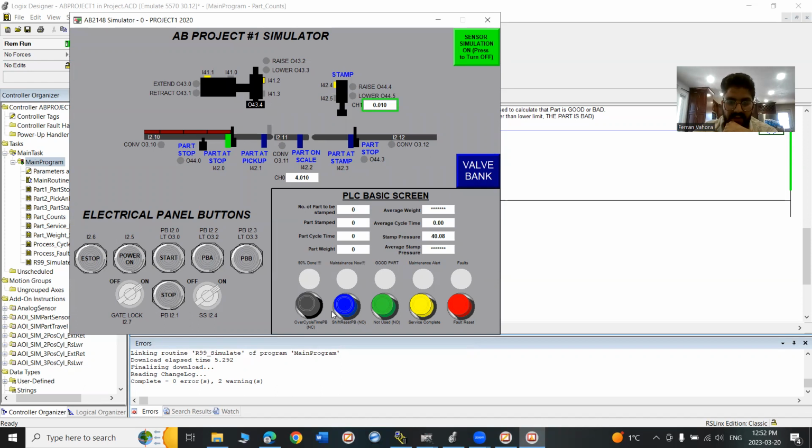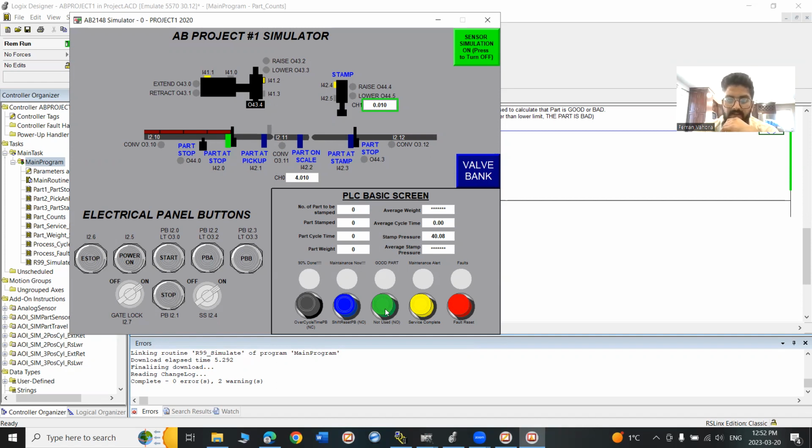Talking about the push buttons and lights, the over cycle time reset push button is used to reset the over cycle time when the part is being produced over the cycle. Shift reset is used to reset the shift.